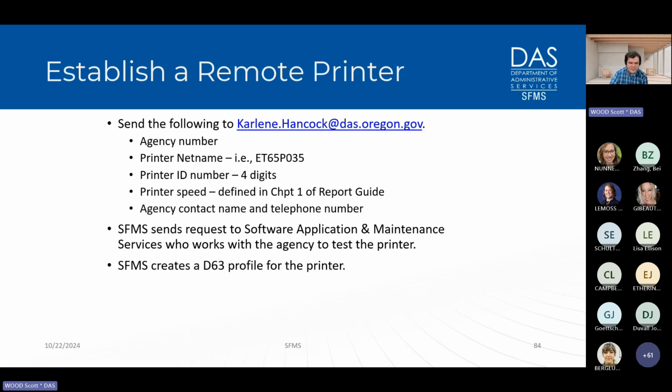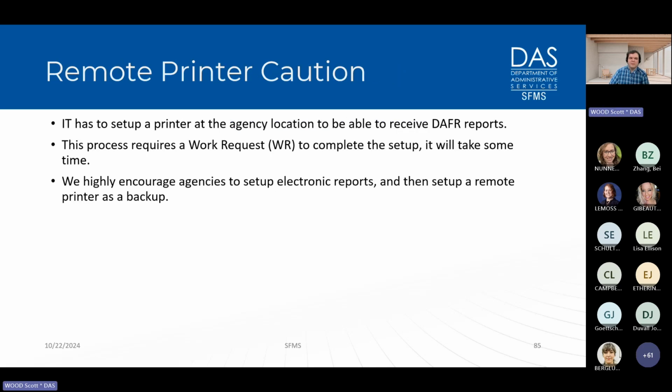Once you send it to Carlene Hancock, SFMS will send the request to Software Application and Maintenance Services, who works with the agency to test the printer. SFMS then creates a D63 profile for the printer. One word of caution, and you have been hearing this all throughout the presentation, but we strongly encourage you to set up electronic reports. And then if you want to set up a remote printer, set that up as a backup.